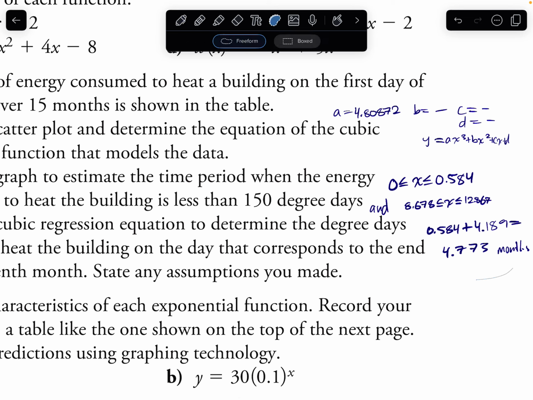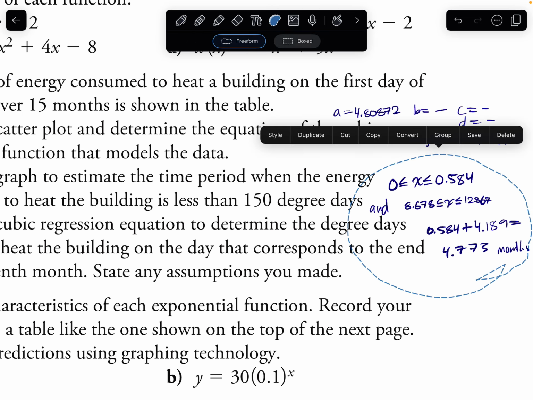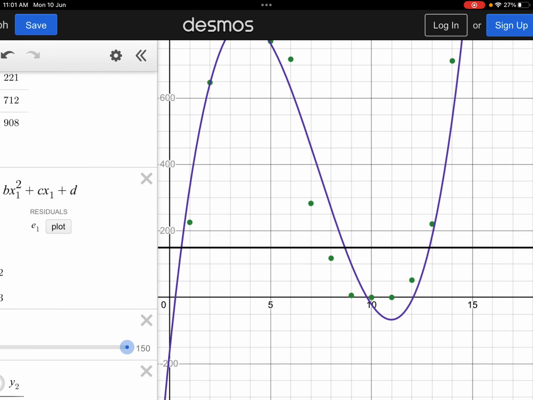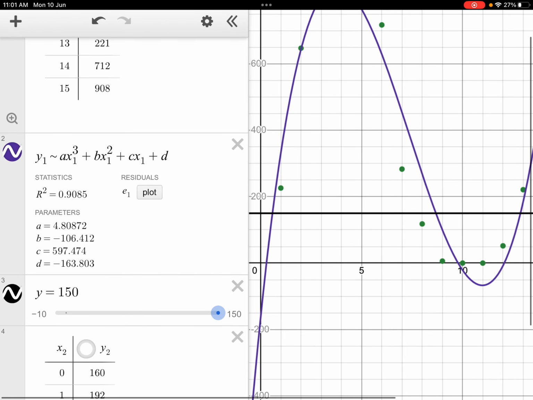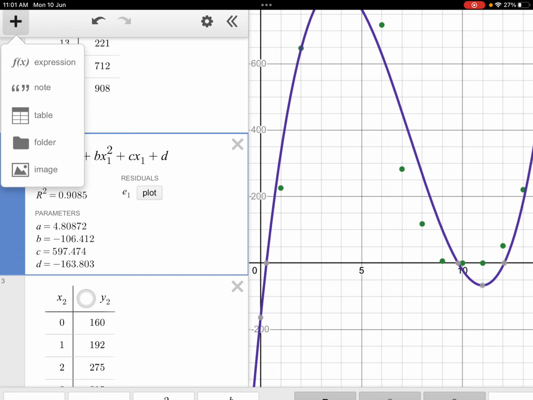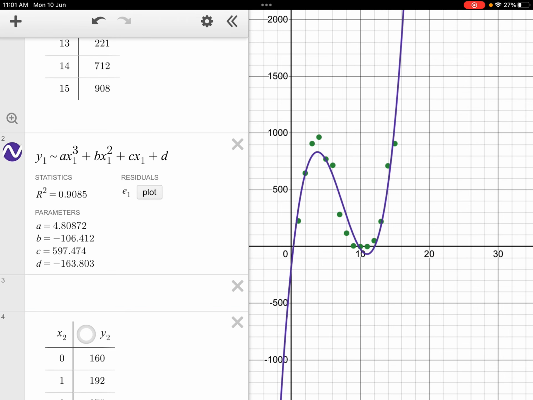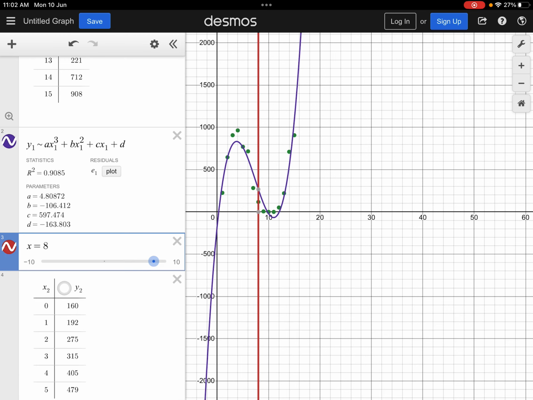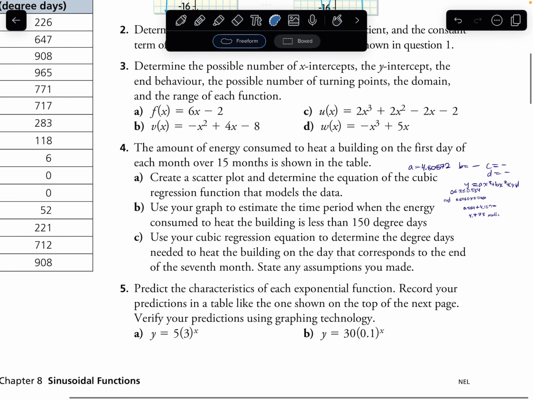Okay, so that's done, and then we want C: use the cubic regression function to determine the degree days needed to heat the building on the day that corresponds to the end of the 7th month. So end of the 7th month is when the 8th month starts, right? So in here we go plus expression, zoom out, x equals 8. And that number there, 267.659, so 268 degrees.